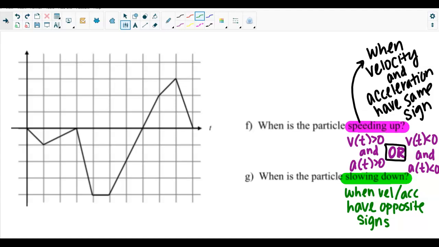Okay, when is a particle speeding up versus slowing down? So this is kind of tricky. It speeds up when velocity and acceleration have the same sign. So velocity and acceleration are both positive, or if velocity and acceleration are both negative. Here's a little example to help us with that.